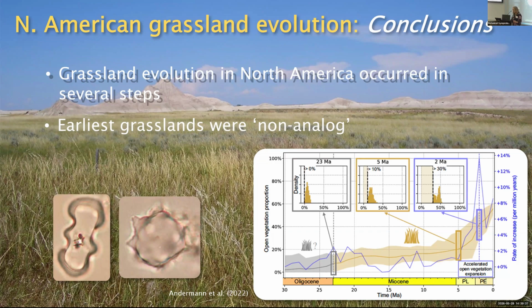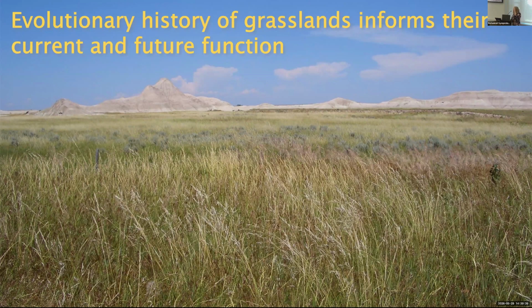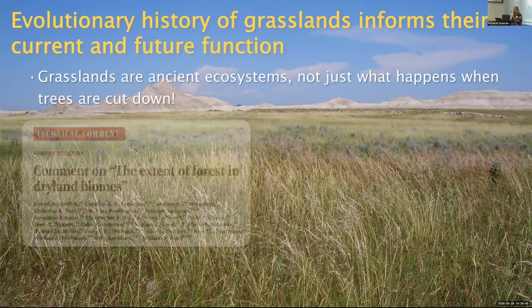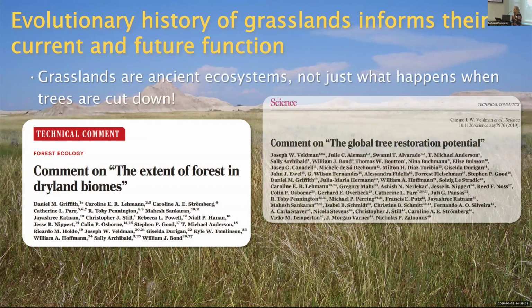And just as an example of how the evolutionary history of grasslands are important for informing current and future function, this work has been able to help show that grasslands are not just what happens when you cut down trees. They are ancient ecosystems in their own right with a unique biodiversity, and they deserve to be protected.